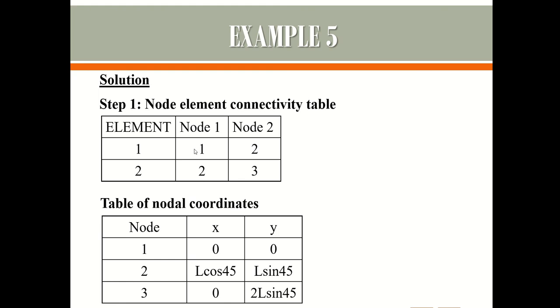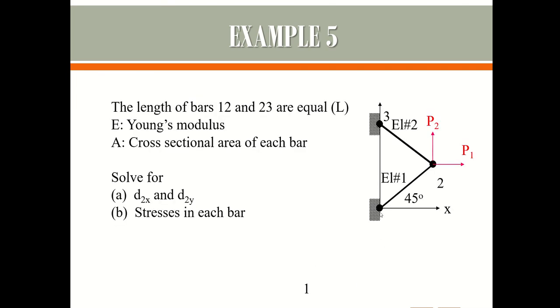So for element 1, between node 1 and node 2, and for element 2, node 2 and node 3. This is the template, because each element consists of node 1 and node 2. So for element 1, node numbers 1 and 2, for element 2, node numbers 2 and 3. Next, the table for the nodal coordinates. We need to find the x value. For node 1, x value is 0 and y value is 0, because it is measured using this coordinate axis.